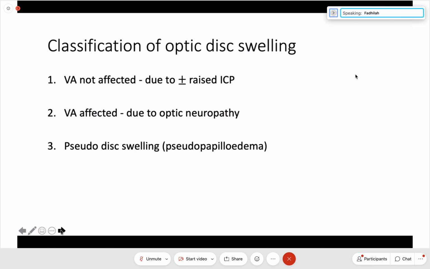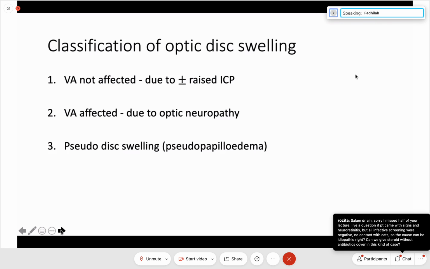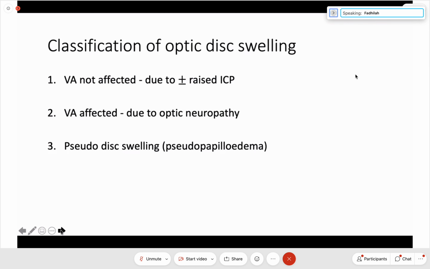The first one is optic disc swelling where the visual acuity is not affected, and this more often than not is due to raised ICP, but it can also be caused by other conditions. The second classification is the optic disc swelling where the VA is affected, and this is mainly because of disease of the optic nerve itself, what we call optic neuropathy. And the third group is optic disc swelling secondary to pseudo disc swelling. It's not a real disc swelling.